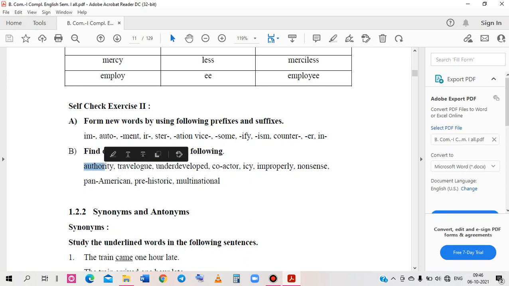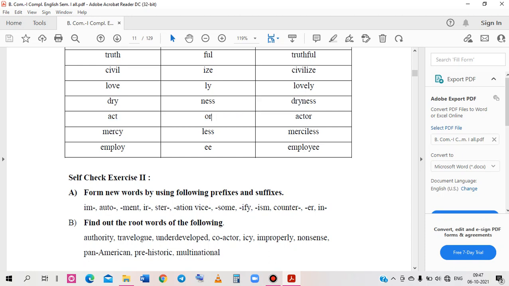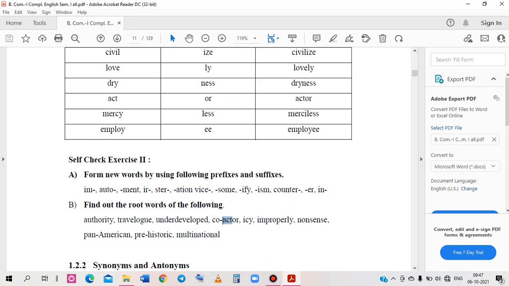Author is a root word, ity is a suffix. Travelogue, travel is a root word, gue is a suffix. Underdeveloped, develop is a root verb, ed is a suffix, under is a prefix. Co-actor, act is a root word, or is a suffix, co is a prefix. Policy, cy is a suffix. Sorry, y is a suffix.